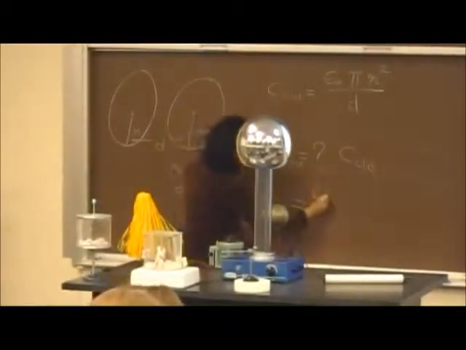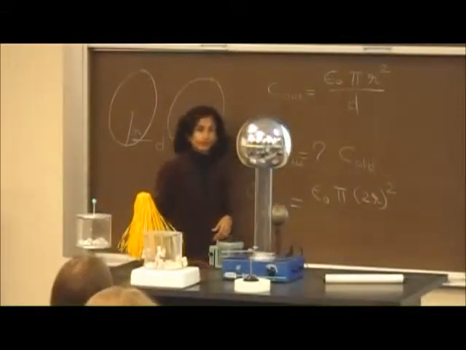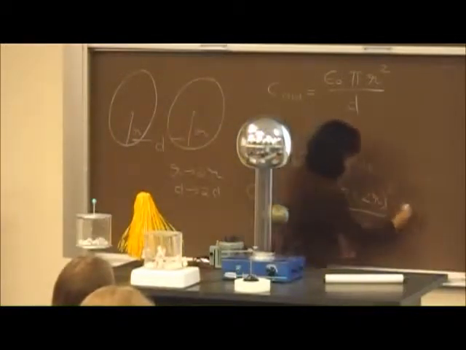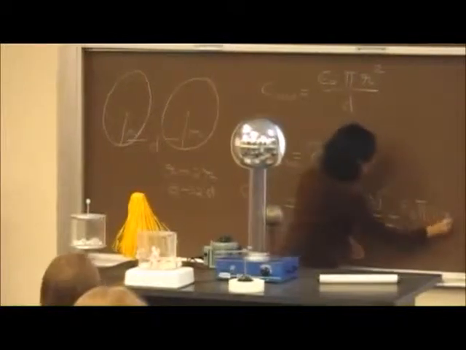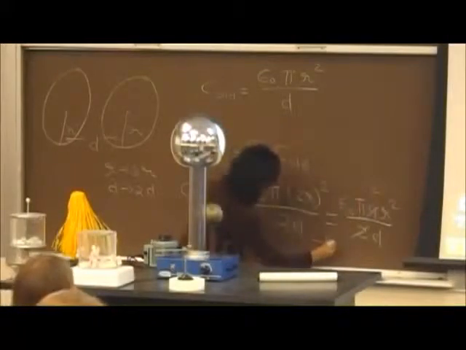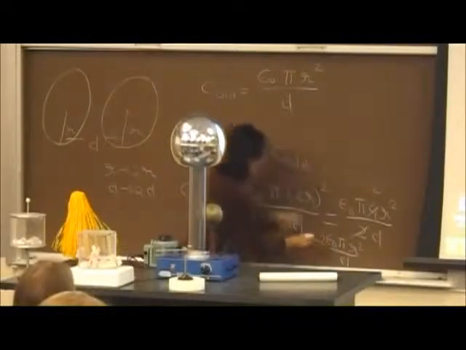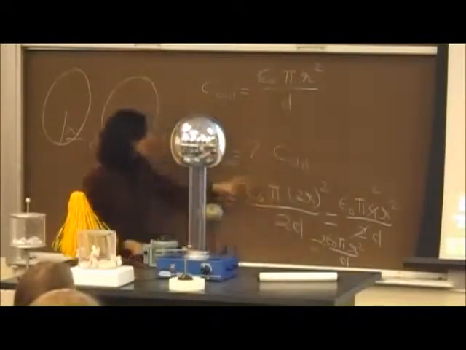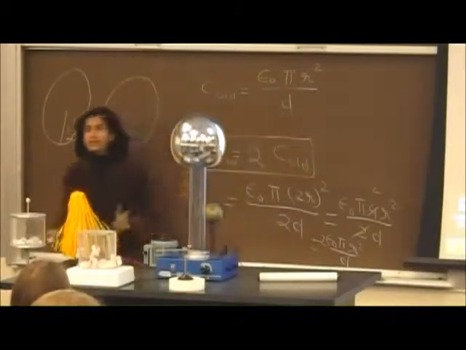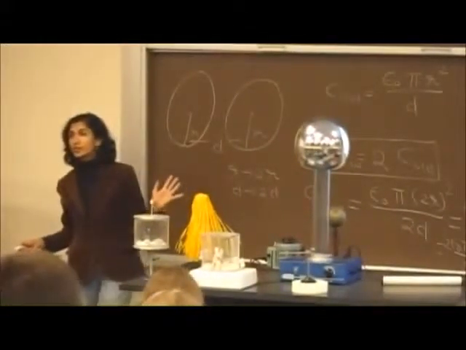C new will be epsilon 0 pi times (2r) squared divided by 2d, and you can see that this will be epsilon 0 pi 4r squared divided by 2d, and the 2 cancels out. So what you're left with is epsilon 0 pi r squared over d times 2. There is a factor of 2 that is left over. So C new is 2 times C old. Is everybody seeing? So you have to read the question before you can actually interpret what you have to do.